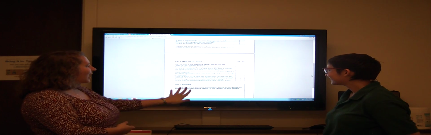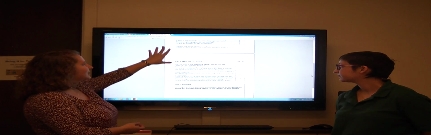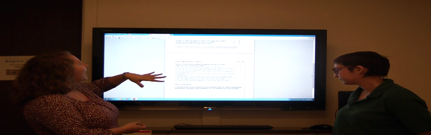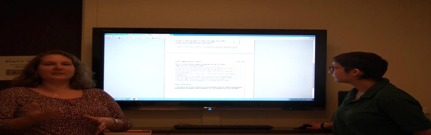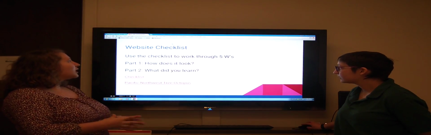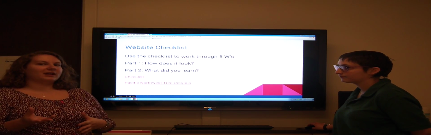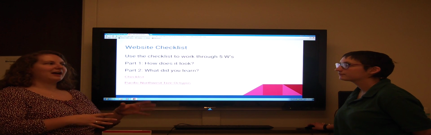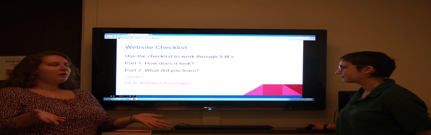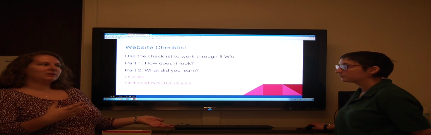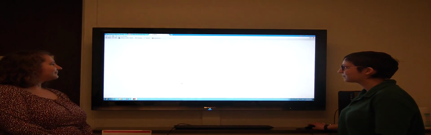So there's the worksheet. We're not going to have you fill out the summary part, just focusing on this part right now. Now Rachel's going to show you a website that we found, and we would like to work through the website checklist with you and see if you can identify some of the areas that might be concerning about this website or make us believe that we should trust this website. It's going to be a lot of fun.